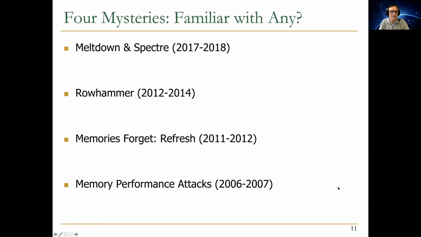And these are 4 mysteries that we're hopefully going to try to cover, hopefully all of them today, but unlikely all of them today. We're going to talk about Meltdown and Spectre. We talked about them yesterday. We're going to go into a little bit more detail, but again, I don't expect you to understand all of this, but I'm going to talk about it because it's very exciting and it's really important for you to be aware of. We're going to talk a little bit more about RowHammer today. We talked about it a little bit more than Meltdown and Spectre yesterday. And we're going to talk about a couple of issues related to memories, refresh, and memory performance attacks.